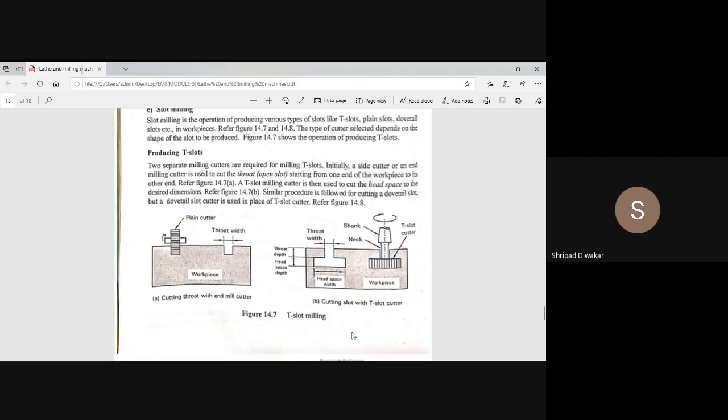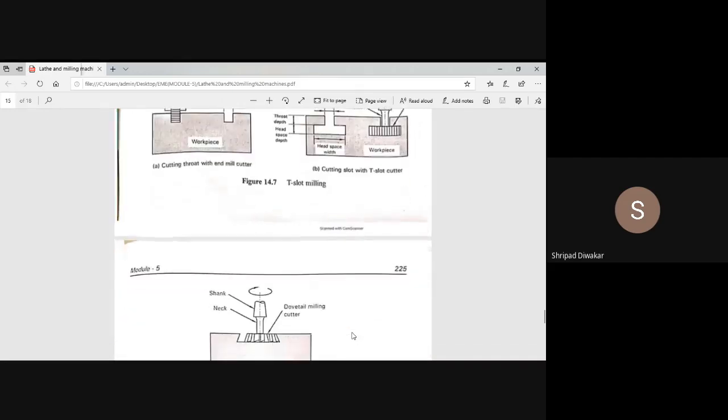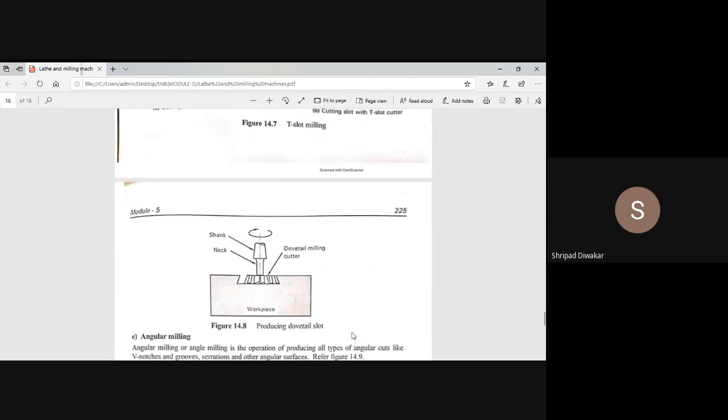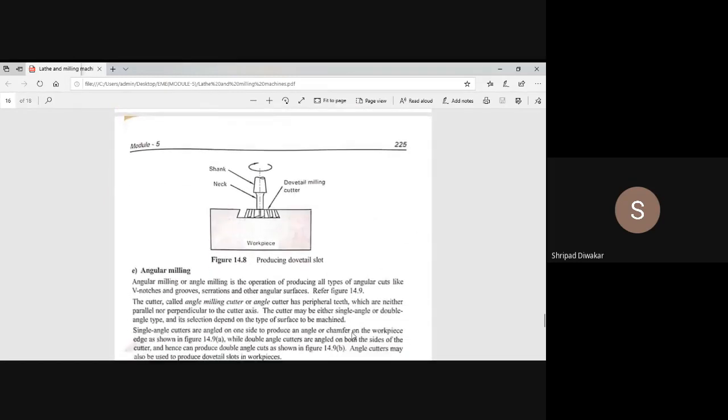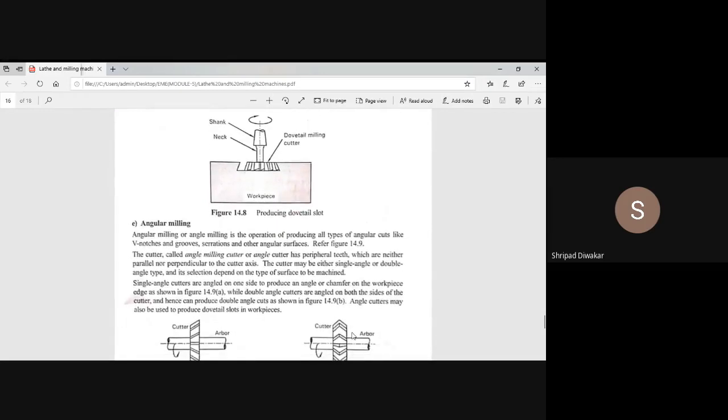Not only T-slots, we can also do dovetail slots. The tool used for a dovetail slot is the dovetail slot cutter. The pre-requirement is that first we have to generate the slot using the end mill. Once the end mill performs that slot operation, next we insert the dovetail cutter in the spindle, so that the dovetail cutter performs the dovetail slot. Like that we can create T-slot milling or dovetail slot milling in a milling machine.